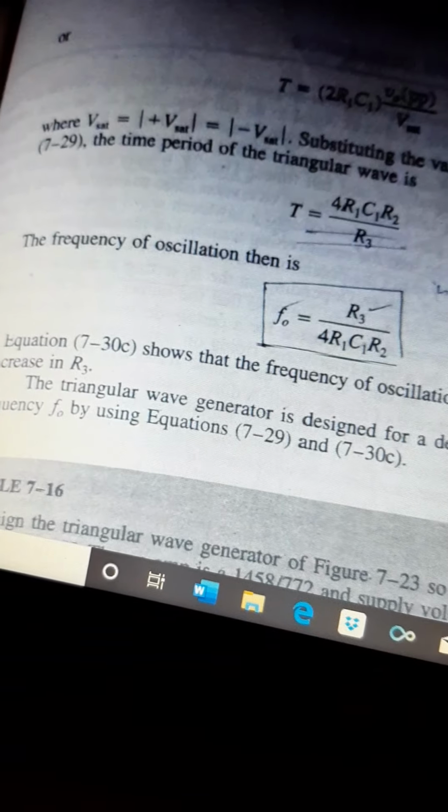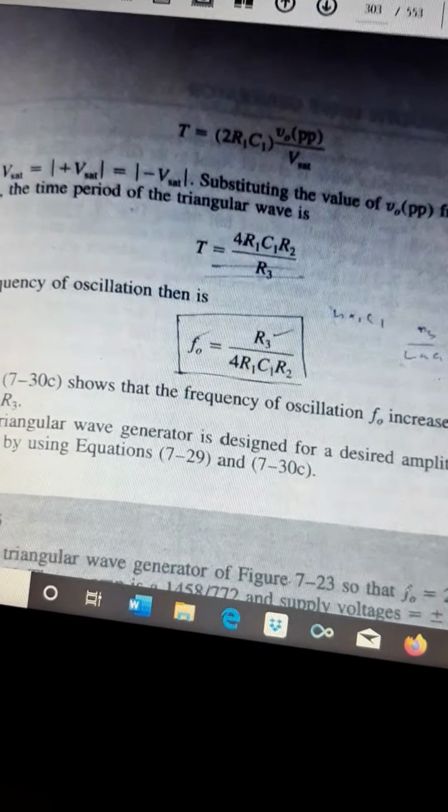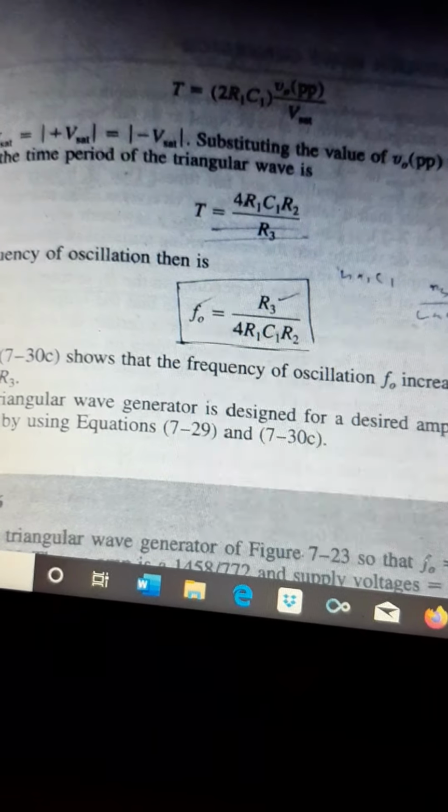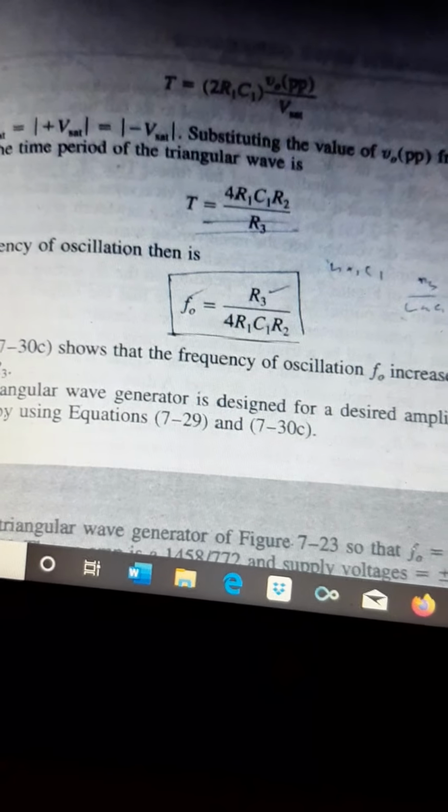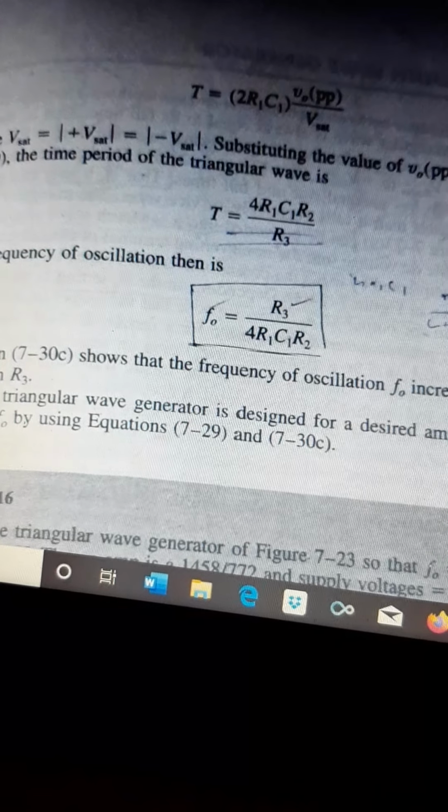So please go through this. The revision is not very tough. Simultaneously, you can open your text also. The text is not very clear, but still you can study.